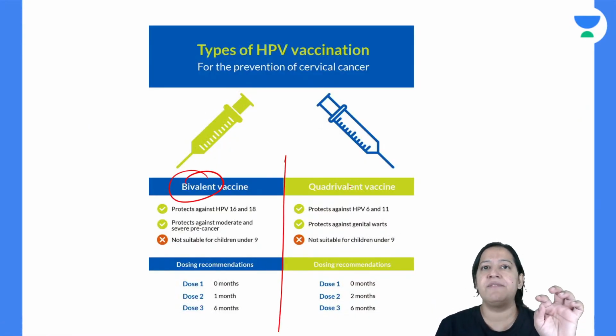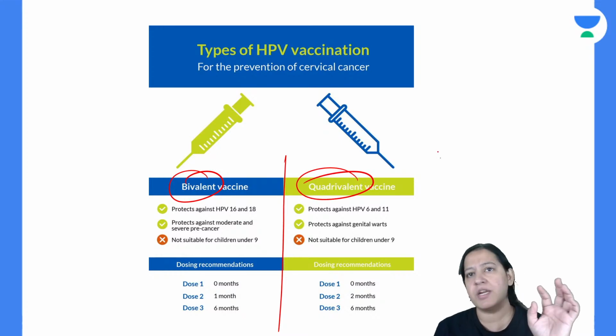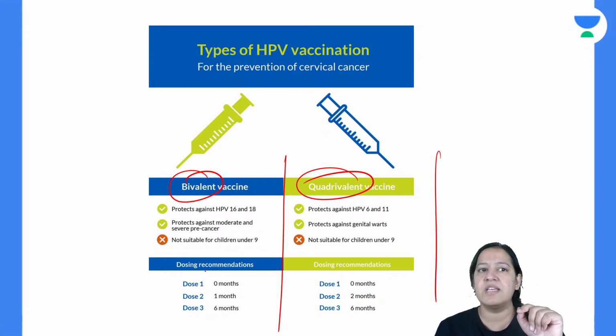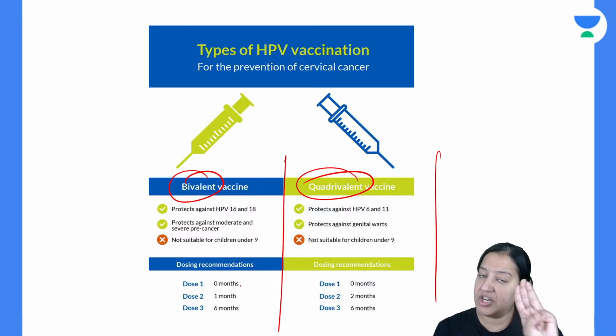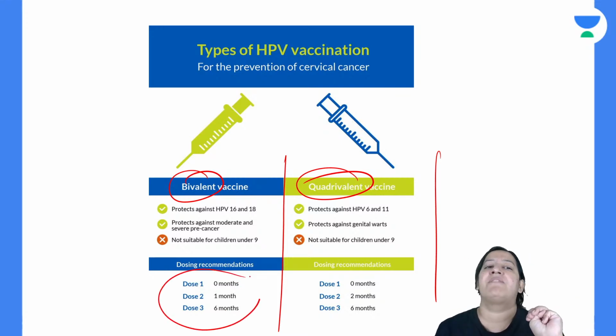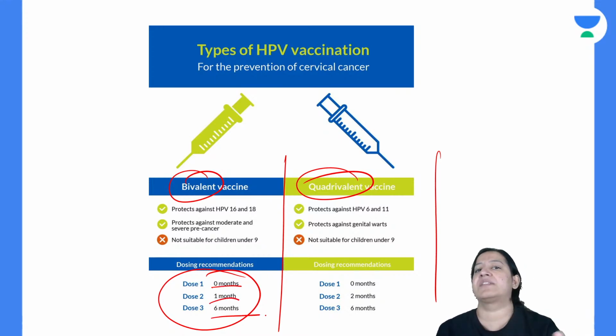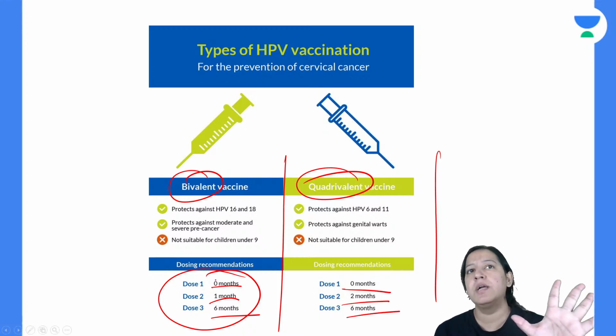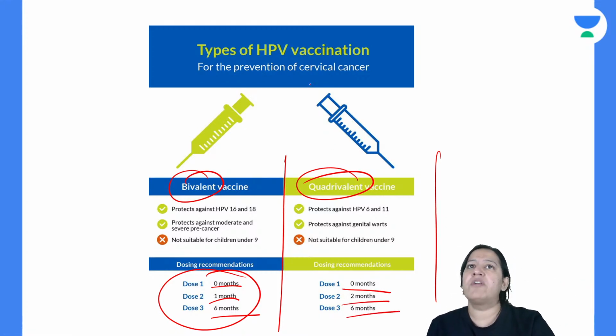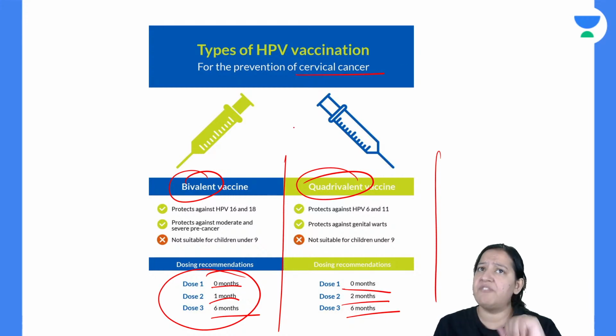You can see the bivalent vaccine and quadrivalent vaccine, and the third, nona, has now also come. You can see the duration and the regimen here. Three times you have to be vaccinated for complete vaccination. If you are vaccinating today, then after 1 month and after 6 months. Or, if vaccinating today, after 2 months and 6 months, that is the schedule. You have to do it to prevent cervix cancer in females and penis cancer in males.